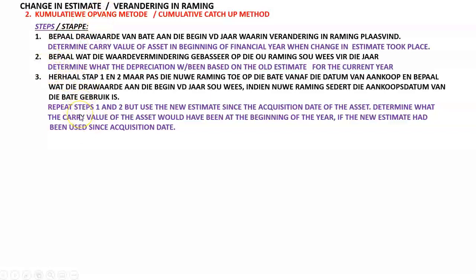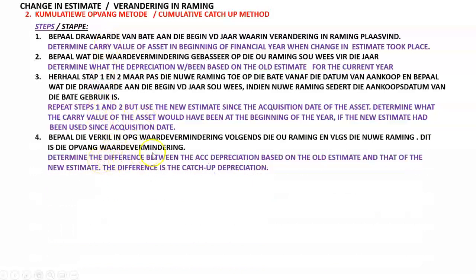Cumulative catch-up says, now I'm going back right to the beginning. I'm going right back to the acquisition date of the asset. And then I'm going to redo all my calculations based on the new estimates since acquisition date. So I want to determine the carry value of the asset at the beginning of the year, but now based on the new estimates. So I start with the cost price. I'm going to recalculate my accumulated depreciation up to the beginning of the year, and I will arrive at the carry value the asset would have had if I did apply the new estimates since acquisition date.